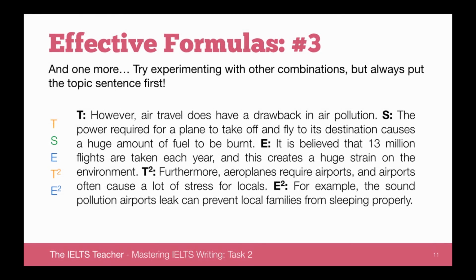Another example here, where we sort of do an extra topic. For example, here we're looking at drawbacks of air travel. However, air travel does have a drawback in air pollution. Very clear. Air pollution. There's our topic. The power required for a plane to take off and fly to its destination causes a huge amount of fuel to be burnt. There's our supporting sentence.